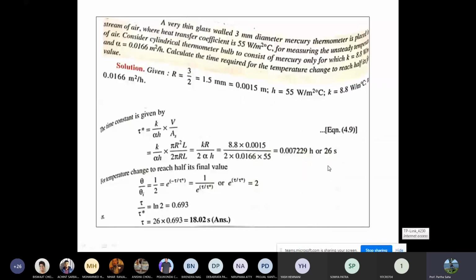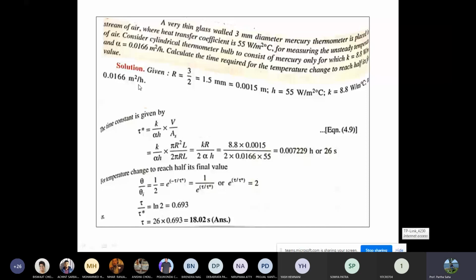Last one: a very thin glass wall, 3 mm diameter mercury thermocouple is placed in a stream of air where the heat transfer coefficient is 55 watt per meter square C, for measuring the unsteady temperature of air. Consider the cylindrical thermocouple bulb to consist of mercury only, for which thermal conductivity K is given as 8.8 watt per meter Kelvin and alpha is given as 0.0166 meter square per hour. Calculate the time required for the temperature change to reach half of its value. So first, the diameter is given, so the radius will be 1.5 mm, that is 0.0015 meter. H is given as 55 watt per meter square C, K is given as 8.8 watt per meter C, and alpha, that is thermal diffusivity, is given as this much.